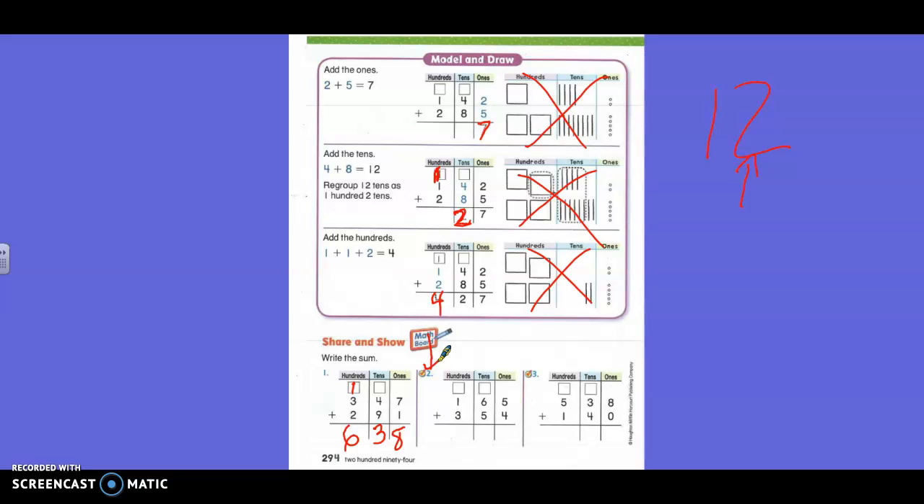All right, yes, most of you got the right answer. 5 plus 4 is? 9. Okay, 6 plus 5 is? 11. So I have to put 1 right here and add the ones there. 3 plus 2 is? 5. All right, do the next one.